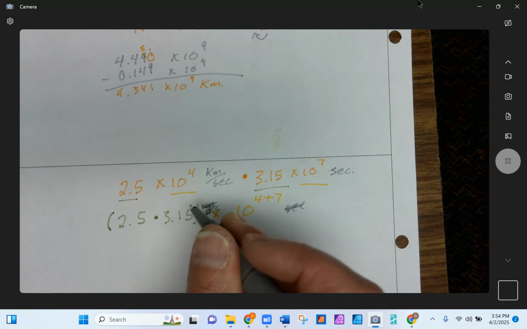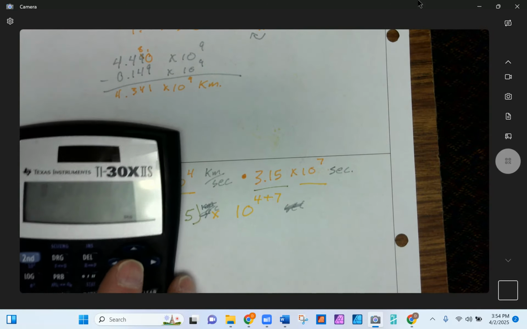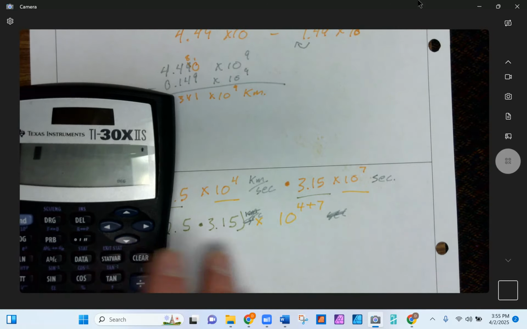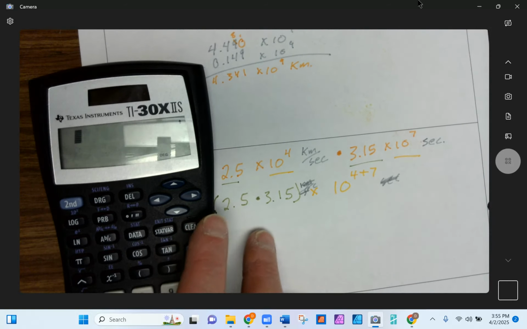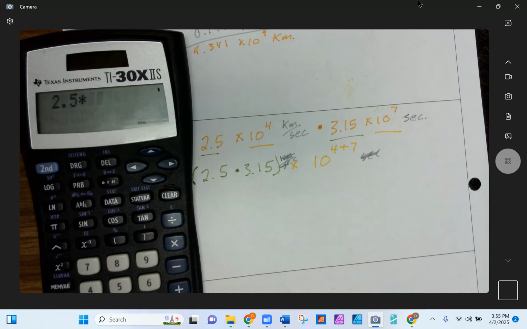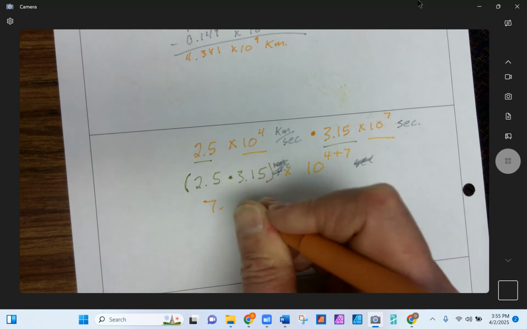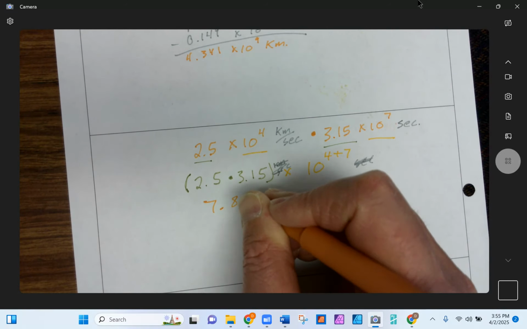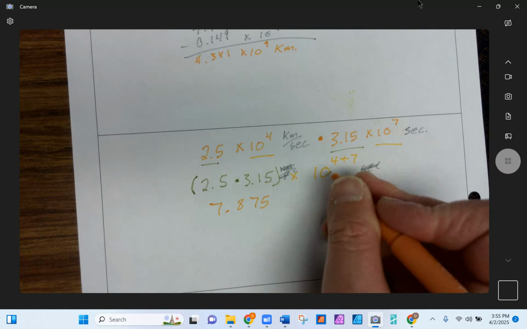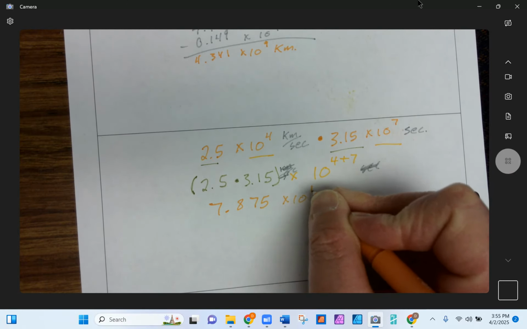Okay, but 2.5 times 3.14, this would be a time to use a calculator strategically. So it would be 2.5 times 3.15, gives us 7.875, and then we just add those together, so it becomes times 10 to the power of 11.